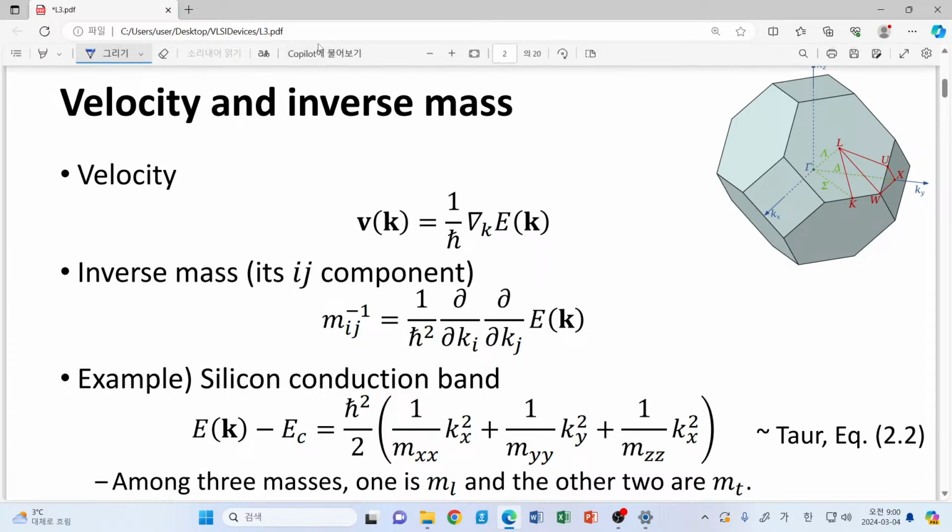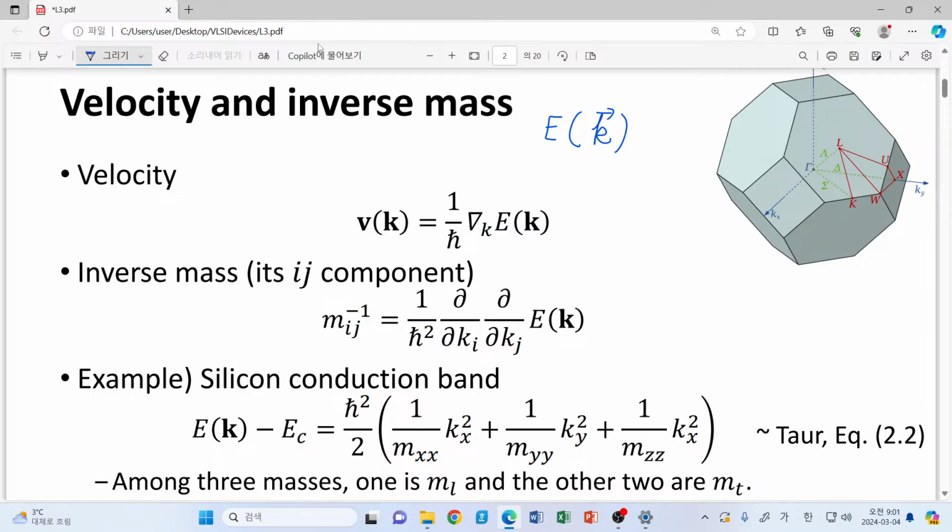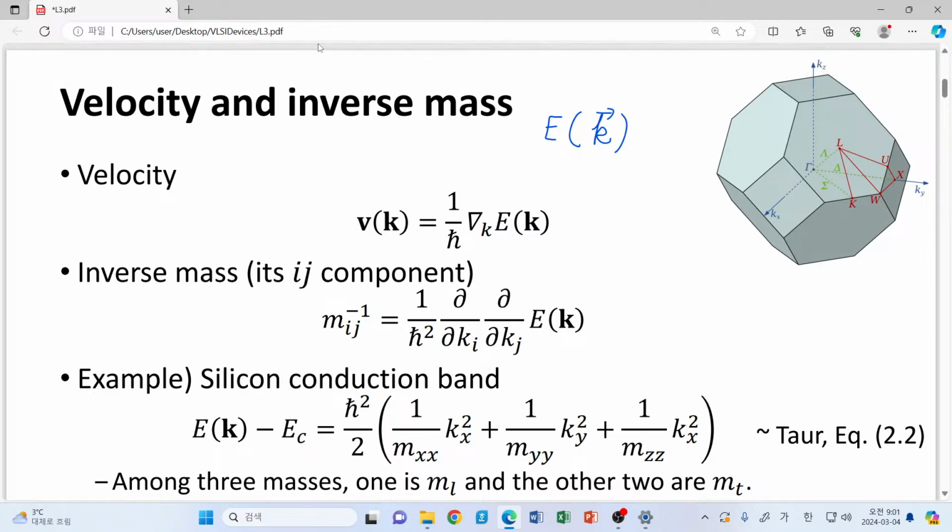So we assume that by some means we can calculate the relation between energy versus wave vector. This is of course energy, and this is wave vector, and you know that this wave vector is corresponding to an electronic state. Once we know the relation between energy and wave vector, then from that we can calculate very important properties like velocity and inverse mass. So the calculation can be done quite easily.